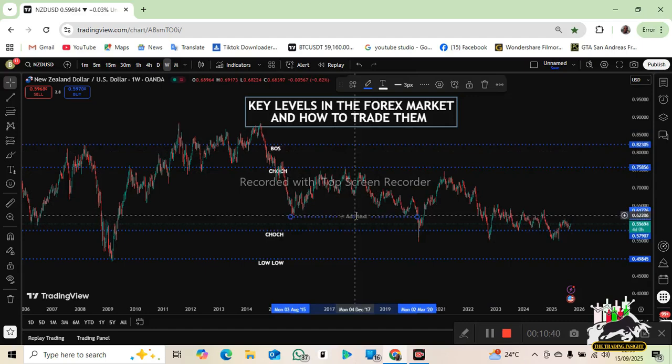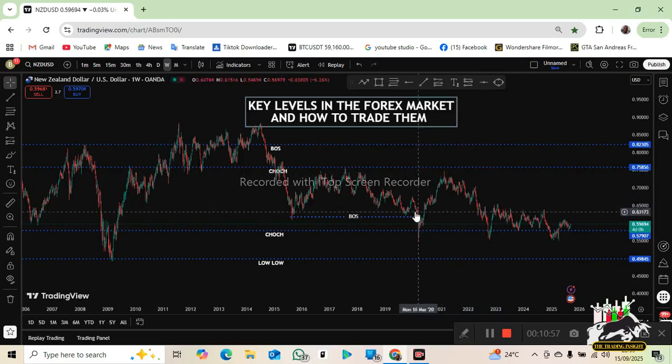Let me write it there. BOS, that is a break of structure. I'm labeling on the weekly time frame. So now what happened here? This is my break of structure. I'm just showing you guys how to simplify trading.